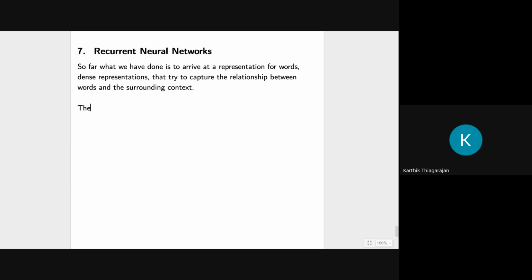So the first approach, we will take a typical NLP problem and use that as the prototypical problem to introduce recurrent neural networks. That will be sentiment classification. Just to keep things simple, sentiment classification is what we are interested in.